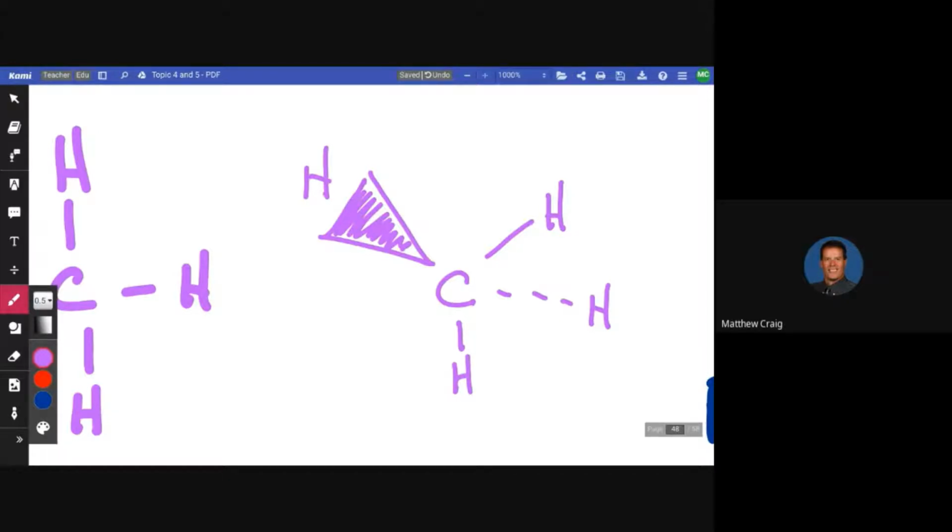So, like with a double bond, pretend that hydrogen has a double bond. This is going to hurt to do, but it would look like that. Now, the bad news is it's really difficult to show it like that. So you'd want to put your double bond on the plane.